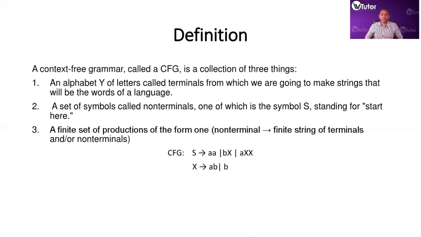All right, so now let's define context-free languages. A context-free grammar, let's start there, is defined as a collection of three things, right? You need an alphabet of letters called terminals. For the alphabet, we prefer to use the symbol sigma. An alphabet sigma of letters called terminals, from which we are going to make strings that will be the words of a language.